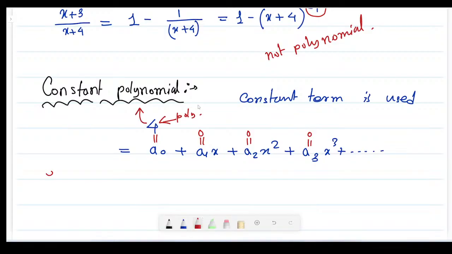There are other examples of constant polynomial like 4 by 9, or minus root over 3, also like root over 5 by 7. It could be pi, because pi is an irrational number, but it is also a constant term. It is also a real number.